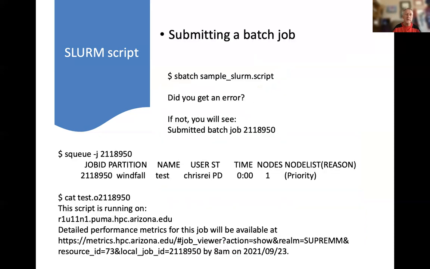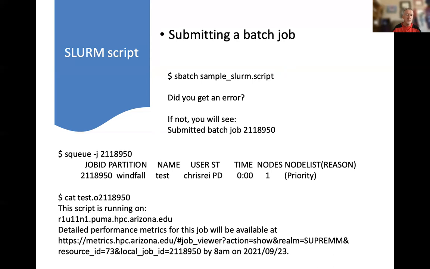All right, so now that we have the script, you do sbatch to submit it, and then the name of it. And remember that you're on the login node when you do this. If it works, you will see that it submitted it and it gave it a numeric identifier. So in this case, it's the 2,118,950th job to run on Puma.